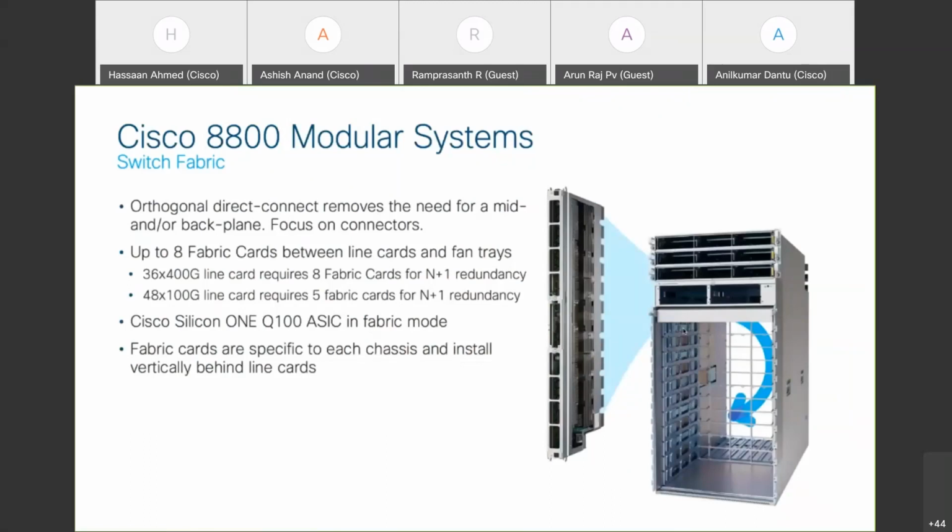But as of now, we have 36 into 400 gig line cards, right? So per slot, it has 14.4 Tbps of traffic. Okay. If you lose 1 fabric card, then for each line card, you start losing 2.4 Tbps of traffic. So just multiply by the number of line cards you have on the chassis, and that much bandwidth you lose. But we will discuss it when we get to the other slide.